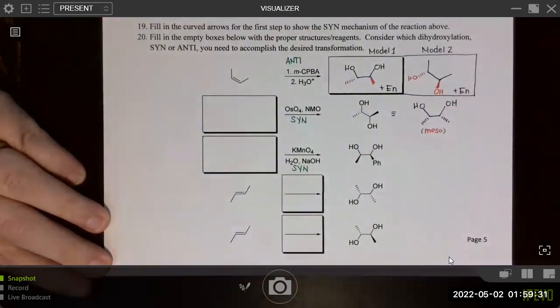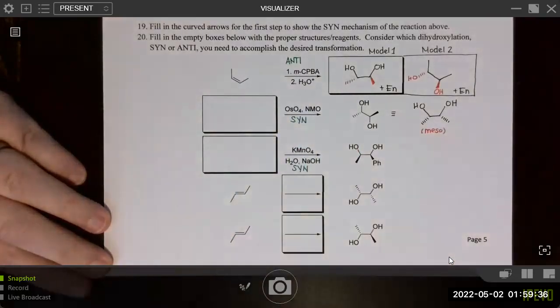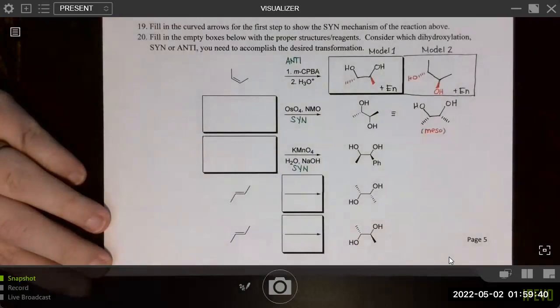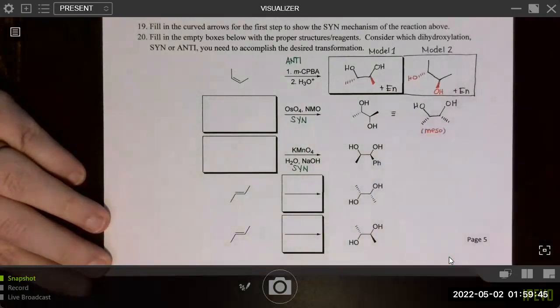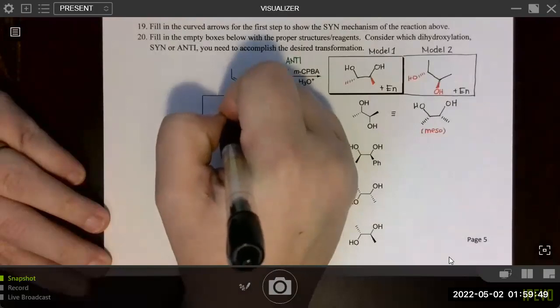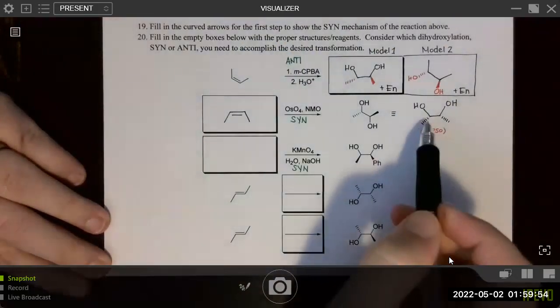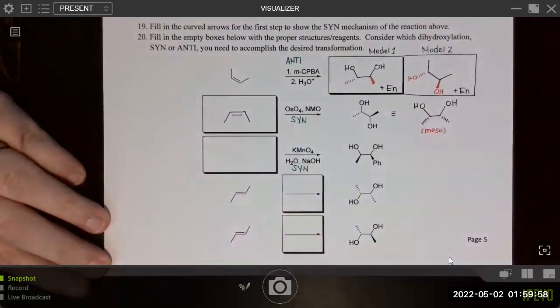Okay, so at least now that we have it looking like this, with the two incoming groups in the plane here and drawn next to one another, knowing that this underwent syn addition should help us be able to draw in the product here. So in this case, these two will be on the same side. You could draw it exactly like this, or you can draw it slightly differently. Okay, so these, again, same side, syn addition, nothing got rotated. All right, moving on here.